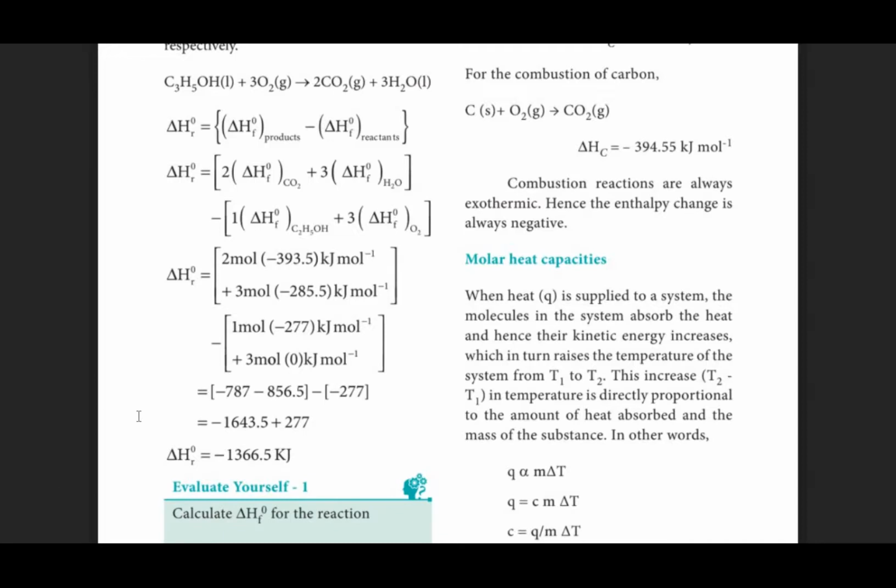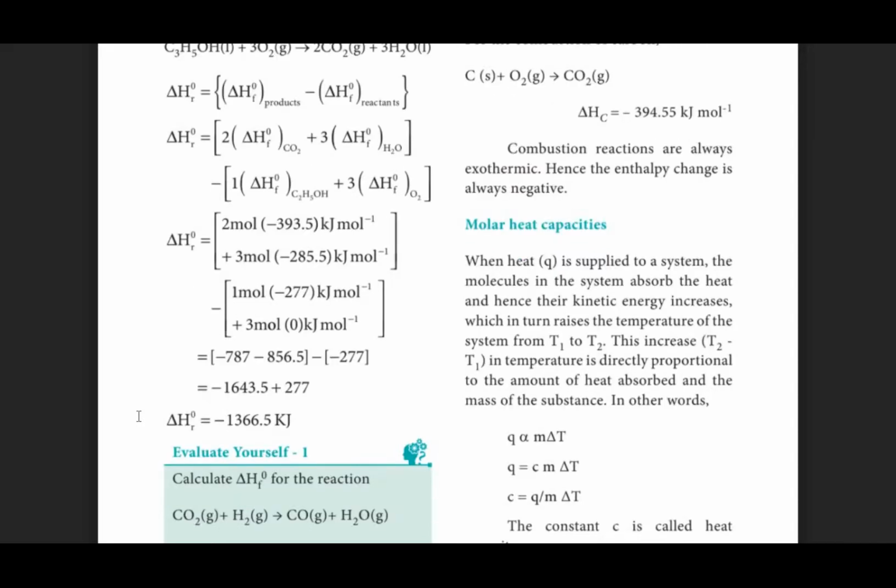When heat is supplied to a system, the molecules in the system absorb heat and hence their kinetic energy increases, which in turn raises the temperature of the system from T1 to T2. This increase in temperature, T2 minus T1, is directly proportional to the amount of heat absorbed and the mass of the substance. In other words, Q, the heat, is directly proportional to M into delta T. Here M is the mass and delta T is the temperature difference in Kelvin.